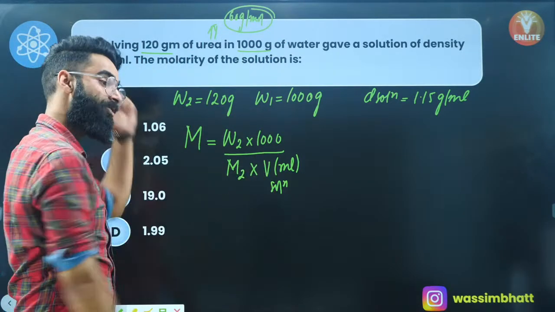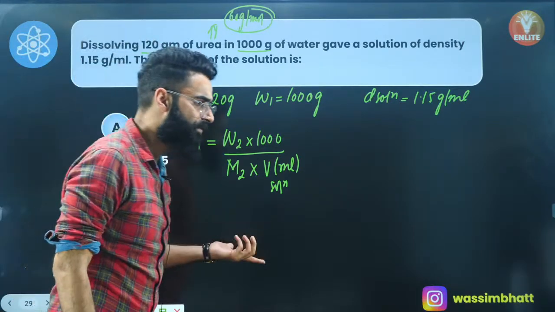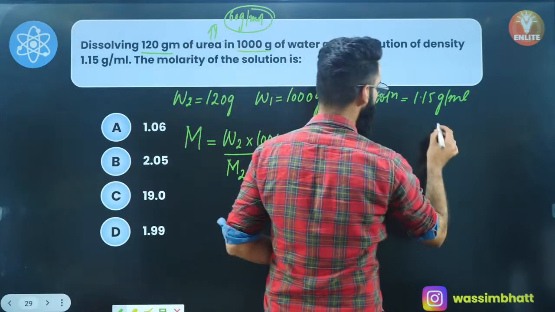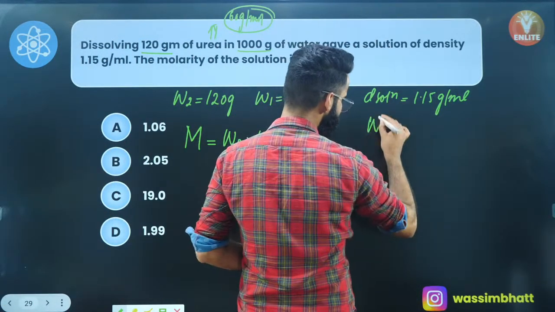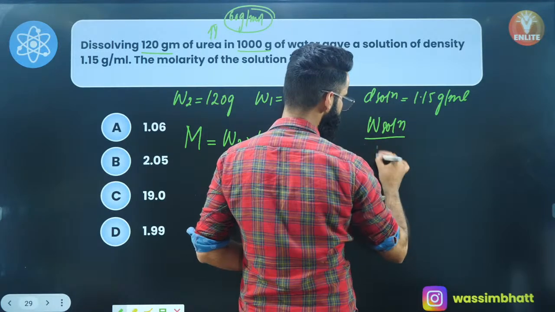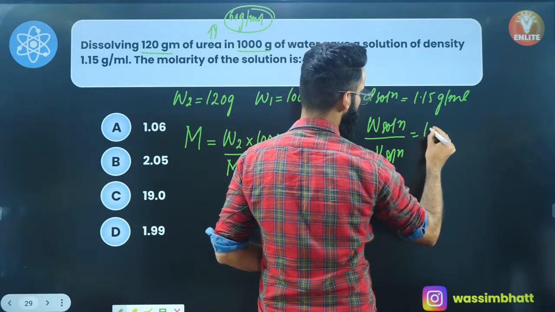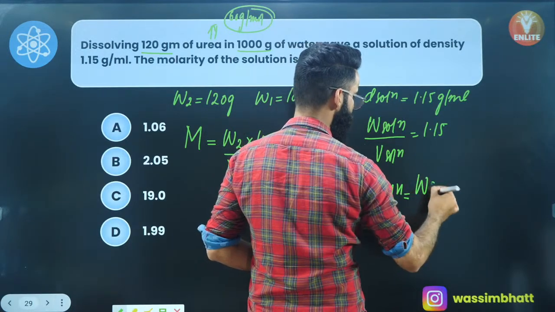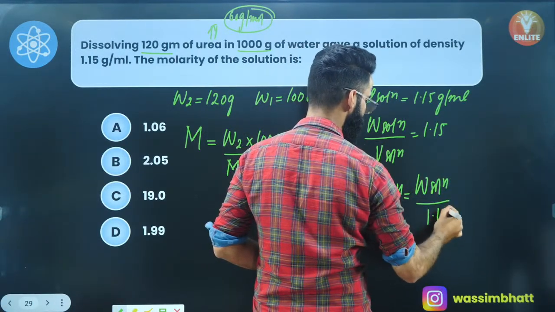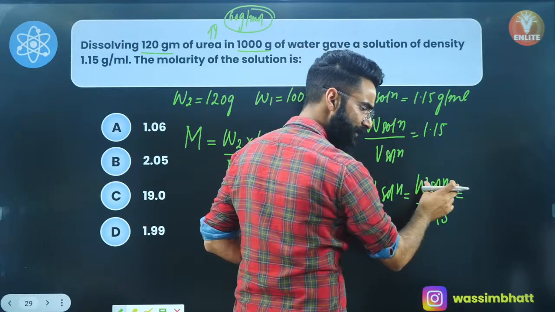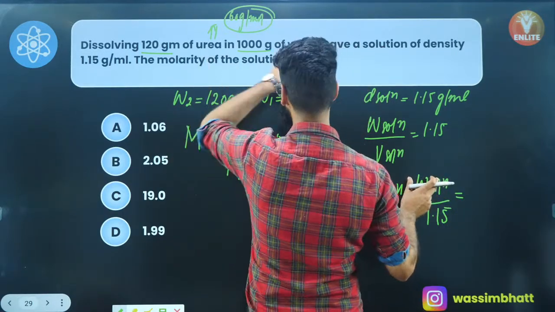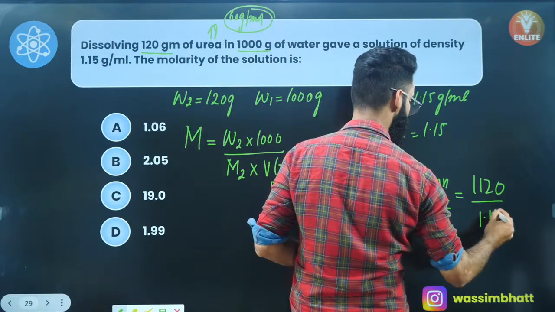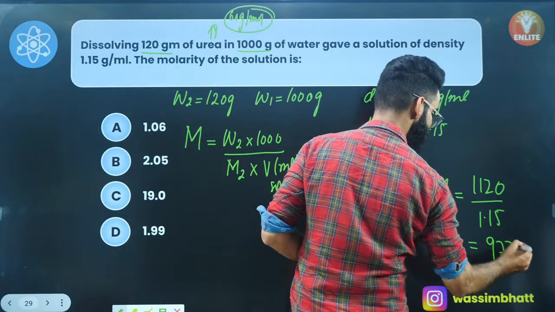But volume of solution is not given to me. So I need to calculate volume of solution somehow, right? How do I calculate the volume of solution? Have a look. For that purpose, density of solution is given to me. Density of solution is mass of solution in grams divided by volume of solution in ml, which is equal to 1.15. So you can write volume of solution is equal to mass of solution in grams divided by density of solution in grams per ml. Mass of solution, as per the question, is mass of solute plus mass of solvent. So 1000 plus 120 comes out to be 1120 grams divided by 1.15. When you solve this, the value comes out to be 973 milliliters.